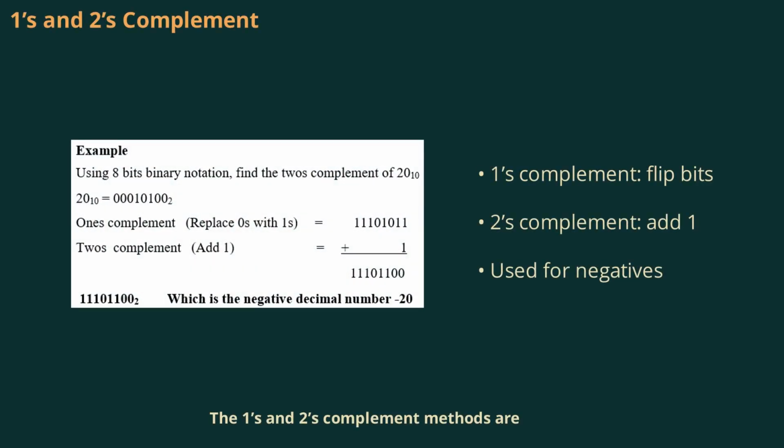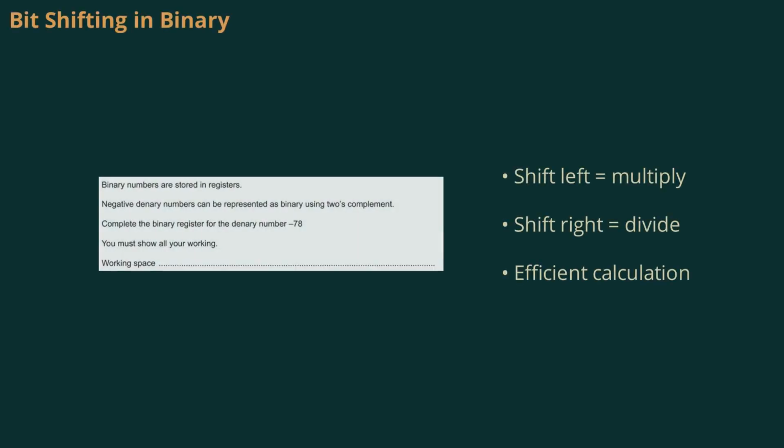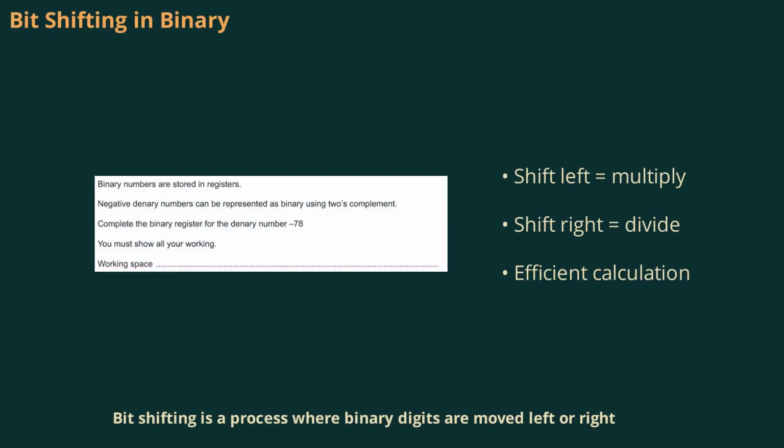Ones and twos complement methods are used to represent negative numbers in binary. The ones complement is found by flipping all the bits, changing zeros to ones and ones to zeros. The twos complement is found by adding 1 to the ones complement. These techniques are essential for binary subtraction and for representing signed numbers in computers. Bit shifting is a process where binary digits are moved left or right.